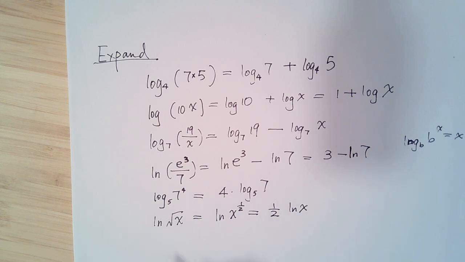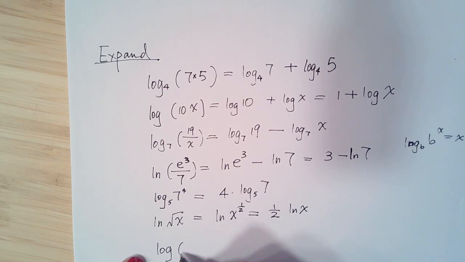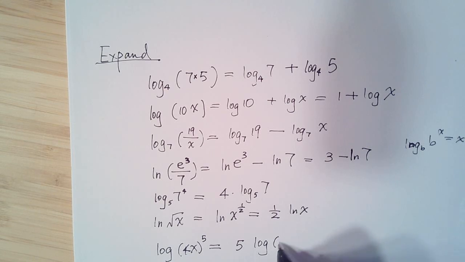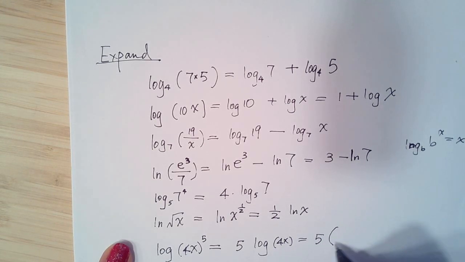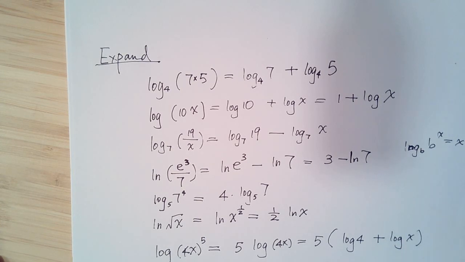Okay, the last one, I ask you to do log 4x to the 5th power. First of all, the power, I can bring that to front, so I get 5 log 4x, and the log of a product will be 5 times log 4 plus log x. I finished my expansion work.